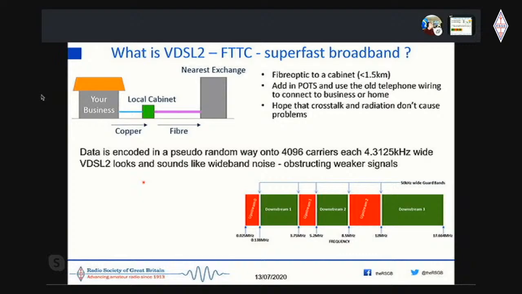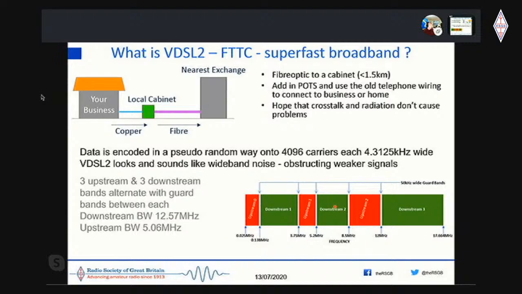VDSL2 uses alternating upstream in red and downstream in green bands to send the information between your service provider and your home. There are three up and three down, and that gives a bandwidth downstream of just over 12 megs and upstream of just over 5. But the important point to us is that there's a 50 kilohertz gap left between adjacent up and downstream bands. And that gives us the signature that we can look for to see if the problem is VDSL.